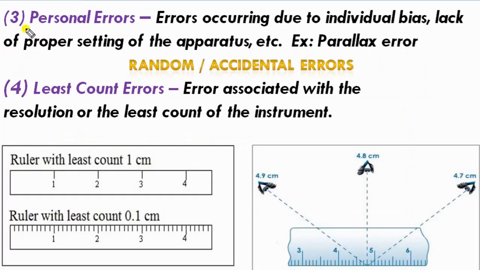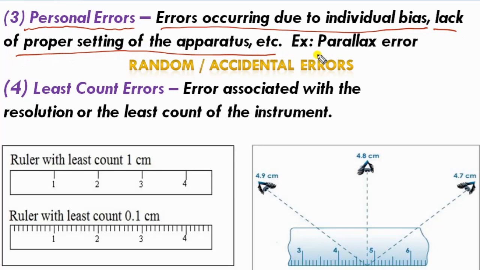Another possible reason for the occurrence of systematic errors is personal error. That is the personal biasedness of a person. It may occur due to individual biasedness, lack of proper setting of the apparatus, etc. An example of personal error is parallax error. So what happens here? If the observer, the person taking the measurement, by habit is consistently doing something that is causing the result of the measurement to be shifted on the positive side or on the negative side consistently, then we call it a personal error.